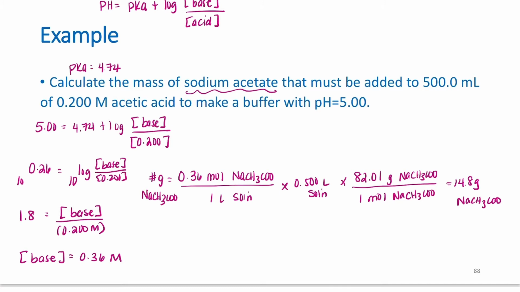So if I have a 500 ml solution of 0.2 molar acetic acid, if I want a buffer with a pH of 5, I need to add 14.8 grams of sodium acetate to the solution to prepare that buffer.